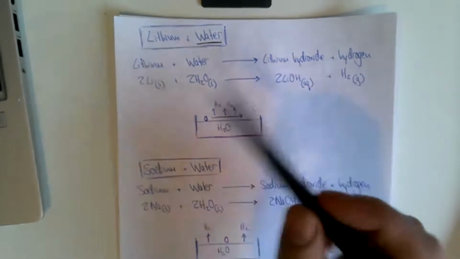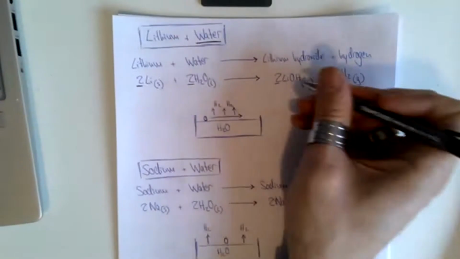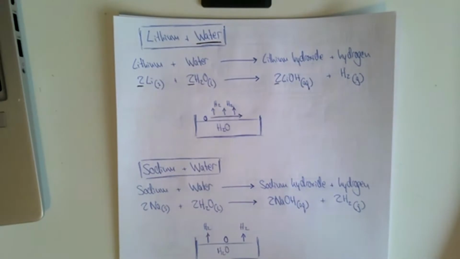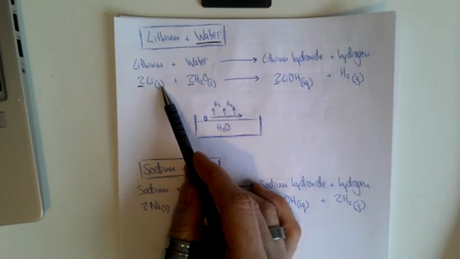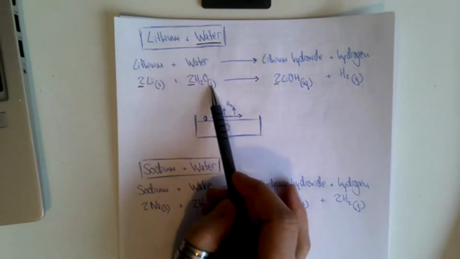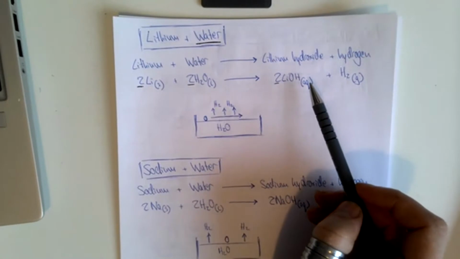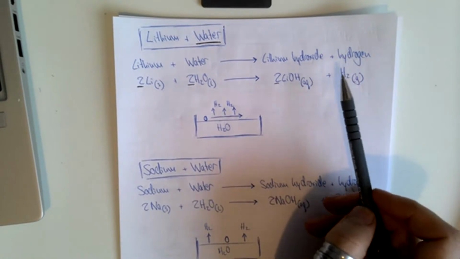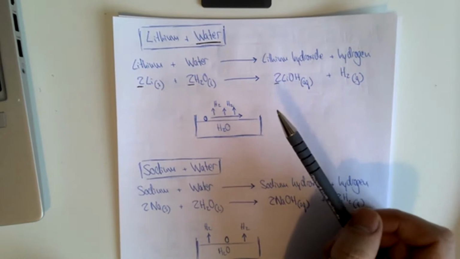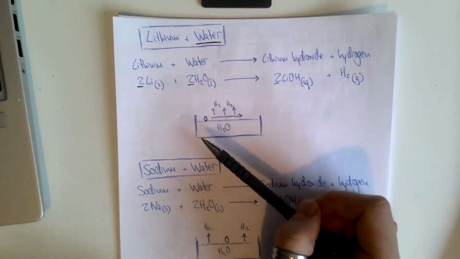Underneath you've got the balanced symbol equation showing chemical symbols for each of those compounds, as well as the state symbols showing that lithium is a solid, water is obviously a liquid, lithium hydroxide is an aqueous solution, so the lithium becomes dissolved in the water, along with hydrogen, which is a gas. Okay, you'll have seen this before in school, with your teacher demonstrating and placing a small piece of the alkali metal onto water and seeing what happens.